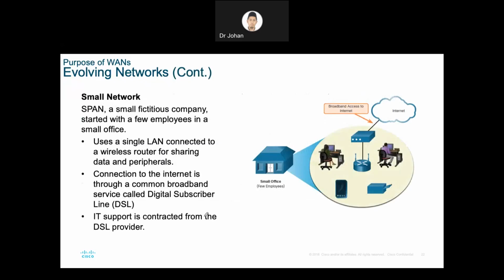Small network. Span, a small fictitious company, started with a few employees in a small office. It uses a single LAN connected to a wireless router for sharing data and peripherals. Connection to the internet is through a common broadband service called digital subscriber line or DSL. IT support is contracted from the DSL provider. So from the small office, there is broadband access to the internet.